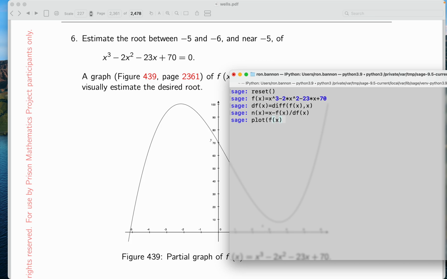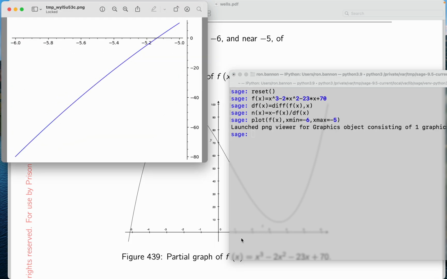And from prior experience, I know I probably should set bounds on this over here. And I want it between minus 5 and minus 6. So I'm going to say x min equals minus 6, and x max equals minus 5. Let's plot it out, see what we get. And I got something over here.